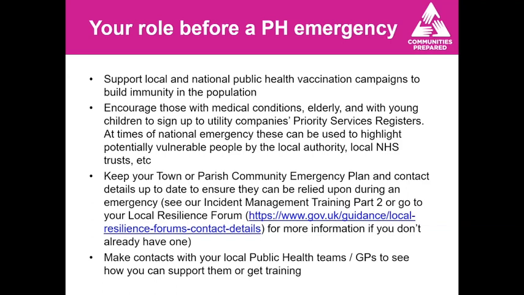Start getting telephone trees together, local contacts, important contacts who you want to bring together in an emergency, that kind of data. Make contacts with your local public health teams, GPs, to see how you can support them or get training. So if you're starting to set up a group town-wide, as a town council or parish council, and you have a GP surgery in your local community, then get hold of them and see if there's anything that they need in terms of help, and start building up those contacts and networks now.